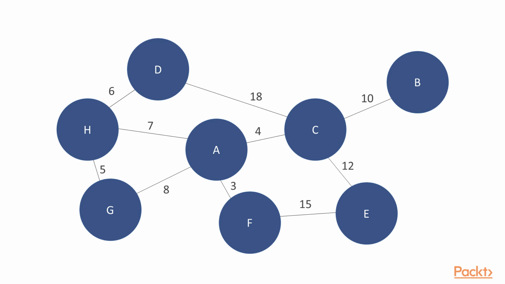In computer science terms, a graph is a set of nodes that are linked to each other by a set of edges. So here in this diagram, we have the nodes A to H, and they are connected by various different edges. So A to C is connected by an edge, and that edge has a weight of 4.